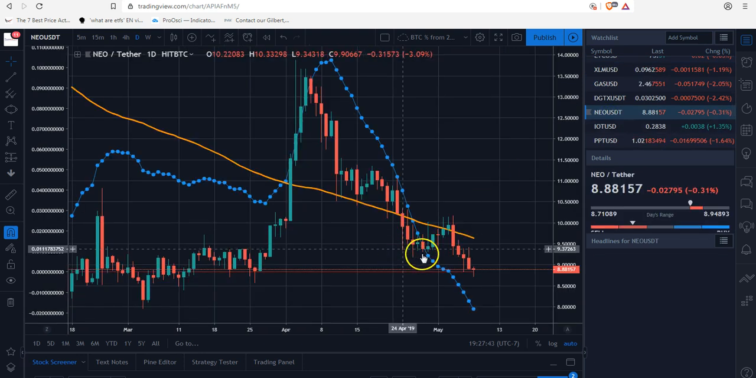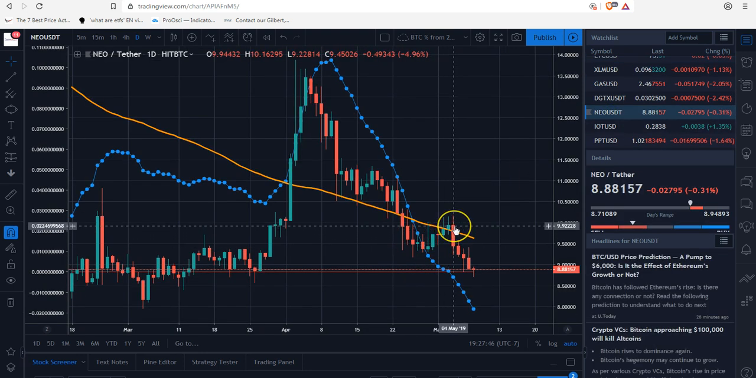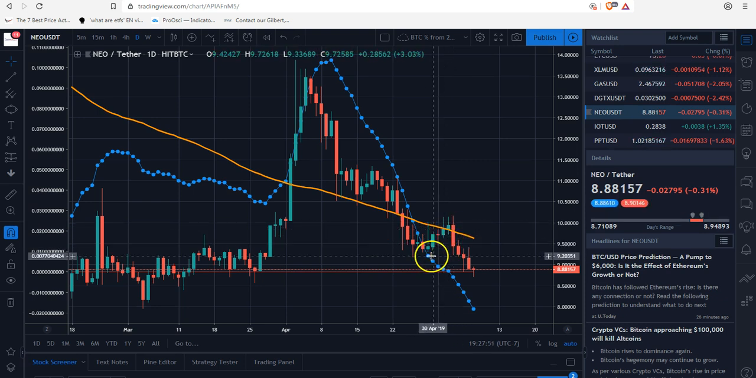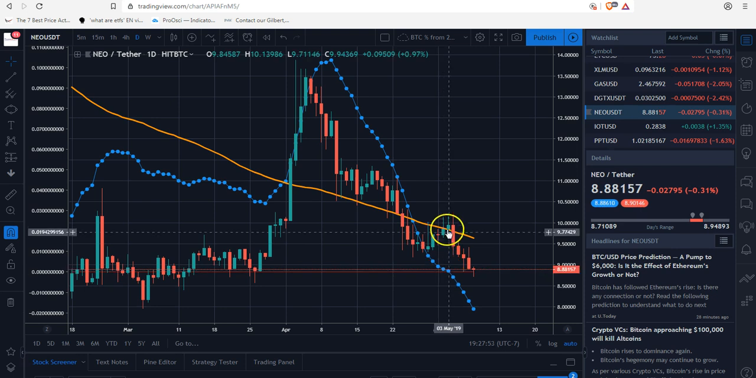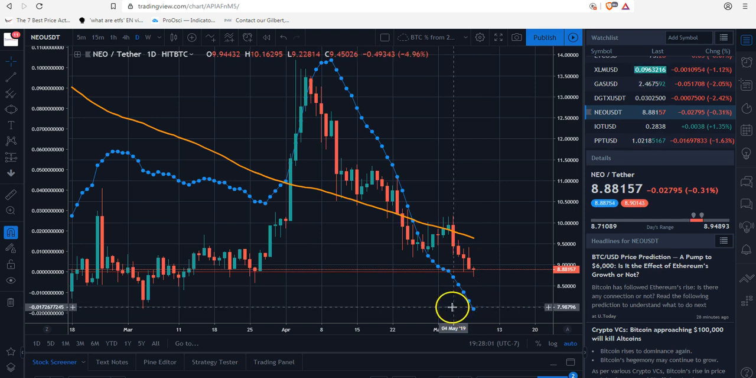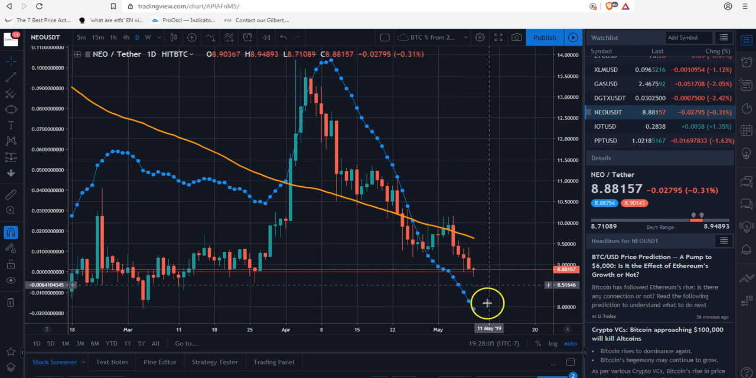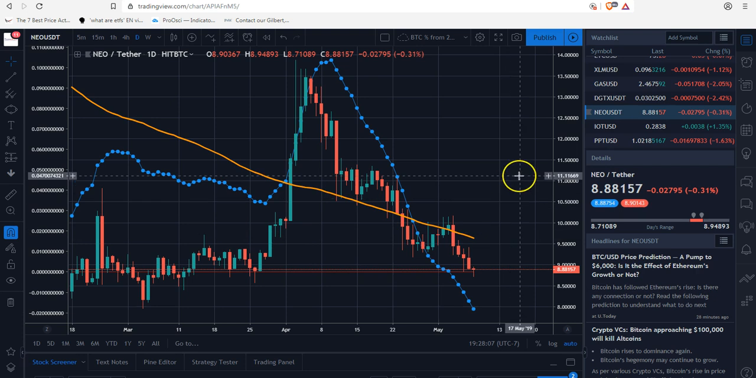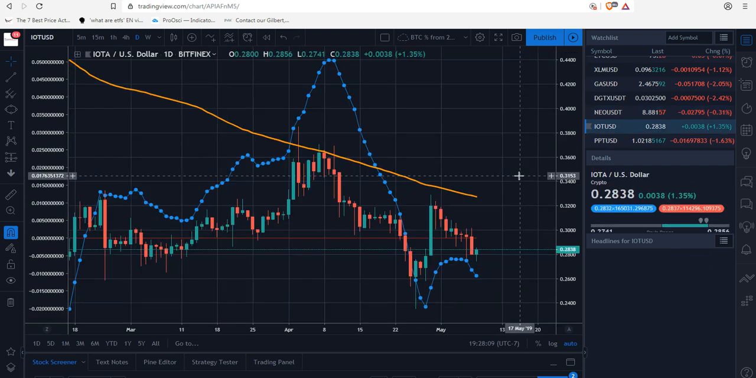NEO, you can see that there was a higher low, and the oscillator was continuing down, and then price has completely just fallen apart. And so we expect NEO to continue on down, and it may not even hold the lows here at, let's say, $8. It looks like it may go below $8. Let's go to the next one, IOTA.